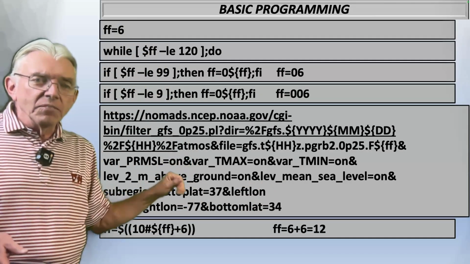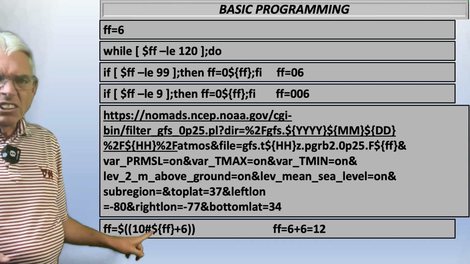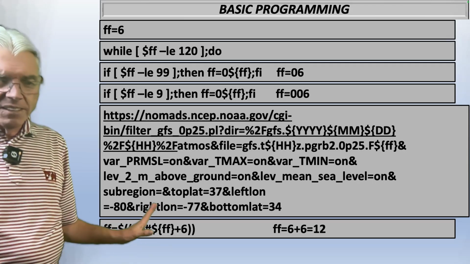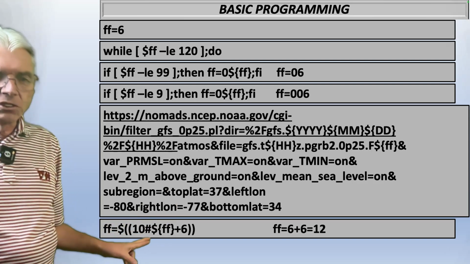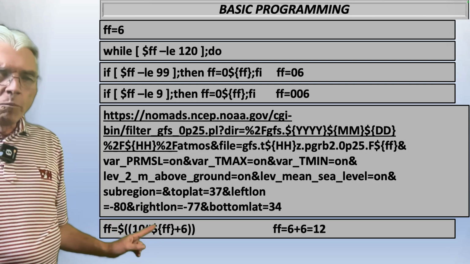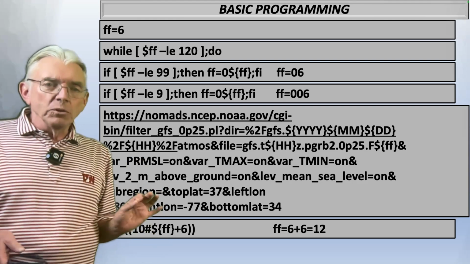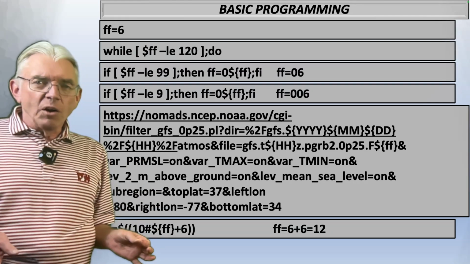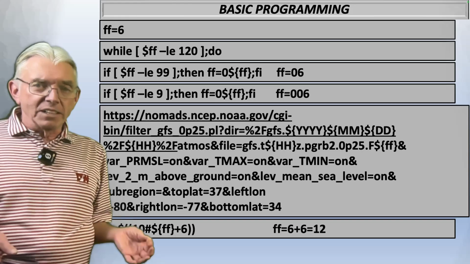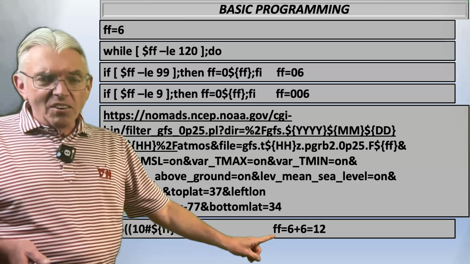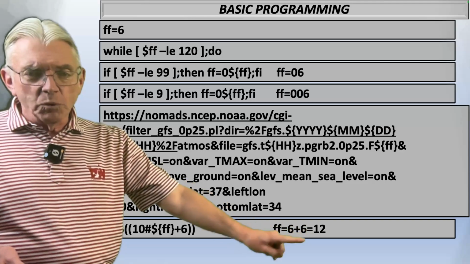Well, at the end of one cycle, you do this. You have F equals, and don't ask me who came up with the nomenclature here, but this is just the way you do it. The 10 pound in front of the $FF takes away those zeros, okay? So now you're back to FF equals 6, and it's telling it to add 6 to that. So now FF is 6 plus 6 equals 12.